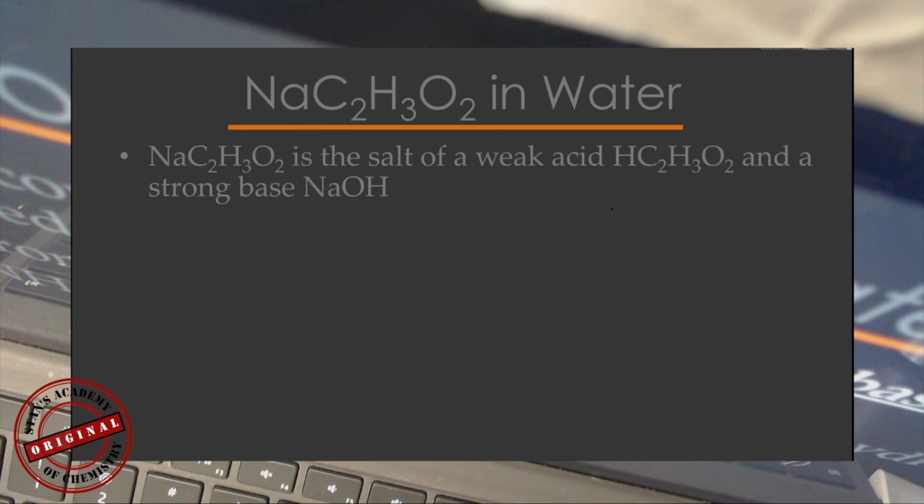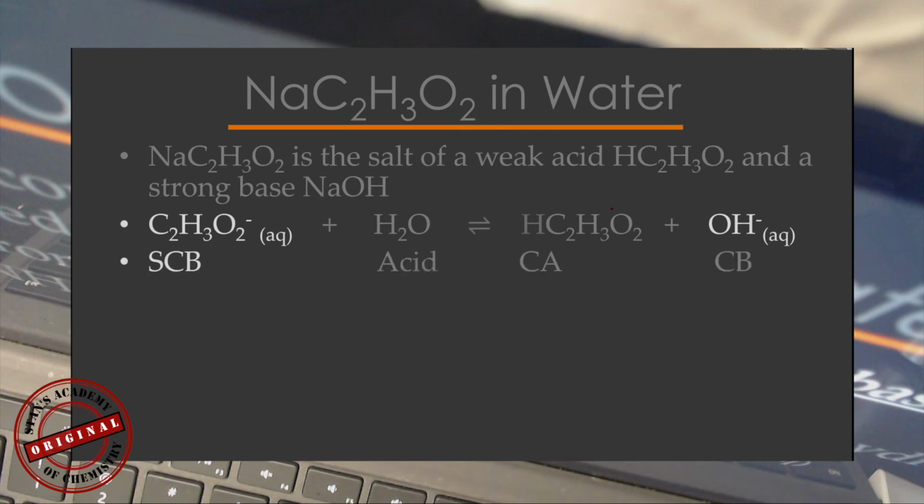The last example, the third example that I gave you, NaC2H3O2 is the salt of a weak acid, acetic acid, and a strong base. So the weak acid is acetic acid. NaC2H3O2 is a salt of a weak acid like acetic acid and a strong base. So acetate ions are strong conjugate bases, react with water, produce undissociated acid, and increase the OH minus. This goes up, pH goes up.